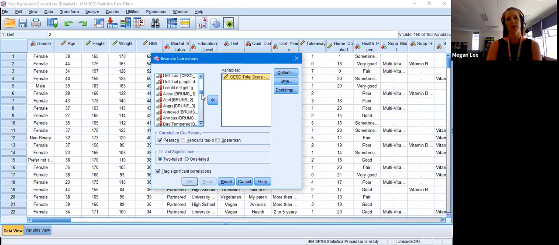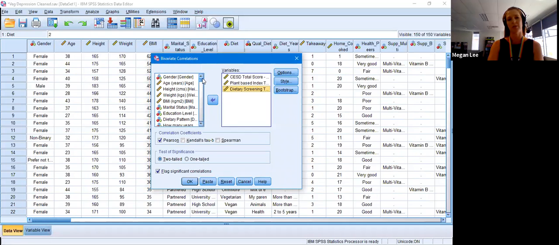So we might actually put our independent variables second and third so we can see what their relationship is. So we'll look at the plant-based index and the dietary screening tool. And then we'll look at our confounding variables. So we think maybe age has a relationship, BMI might have a relationship, sleep quality, physical activity levels might have a relationship, and then finally, social connectedness.